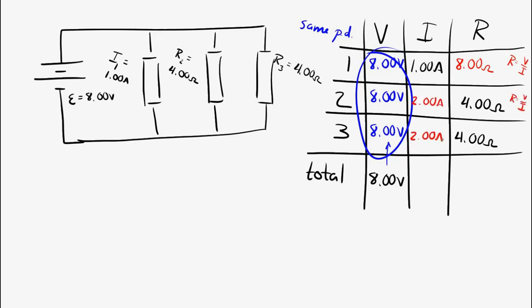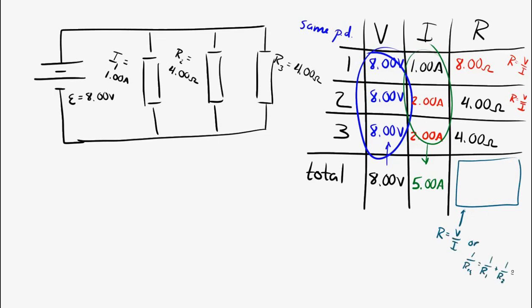Next, I know that the current through each resistor in parallel adds up to the total current. So I can find the total current coming out of that combination. And then the only thing I don't know is the equivalent resistance of the combination of resistors. So I can do that in 2 different ways. I could use Ohm's law, or I can use the equivalent resistance equation. Either way, I get 1.6 ohms.